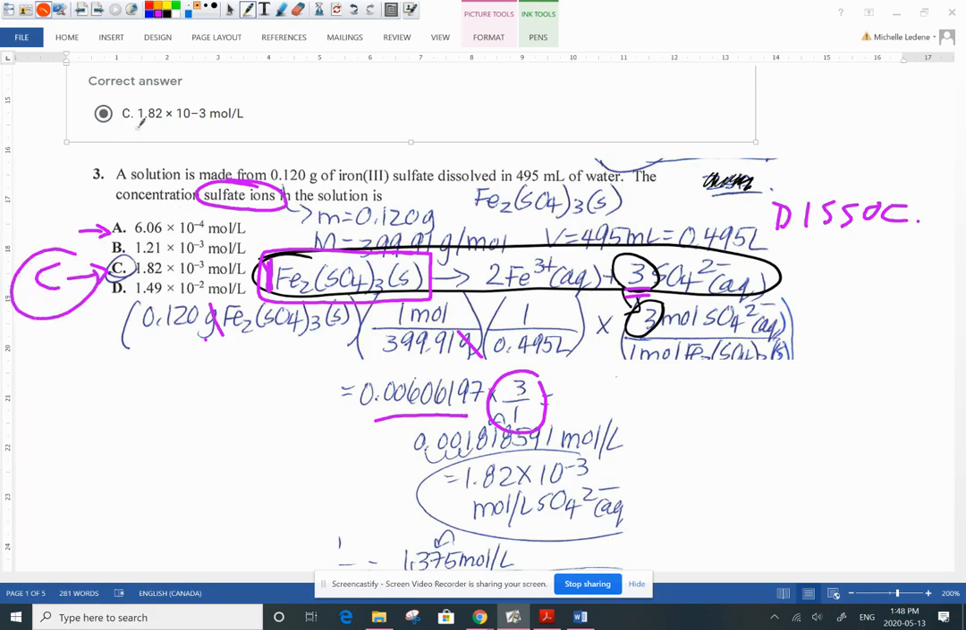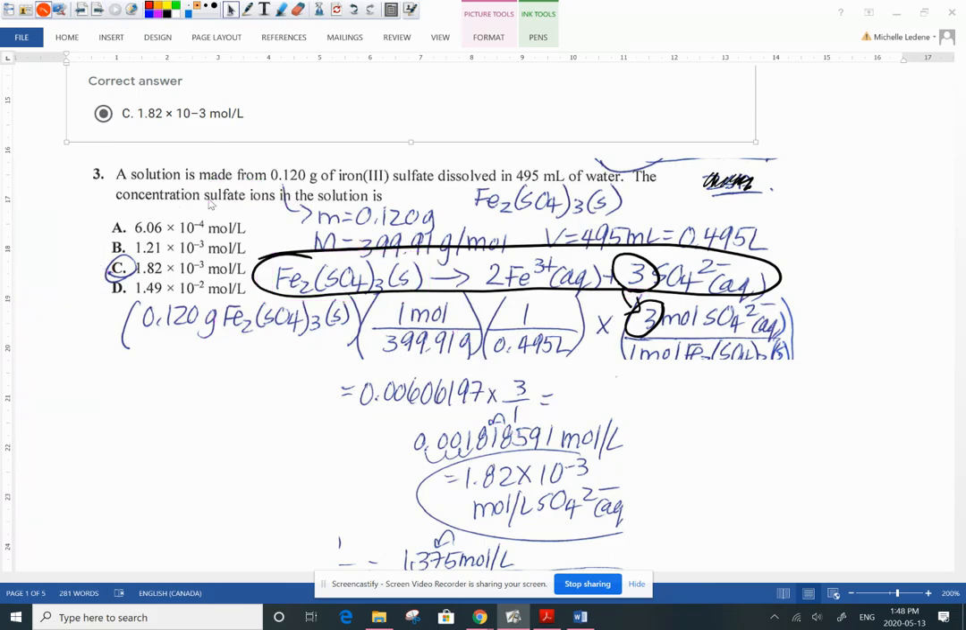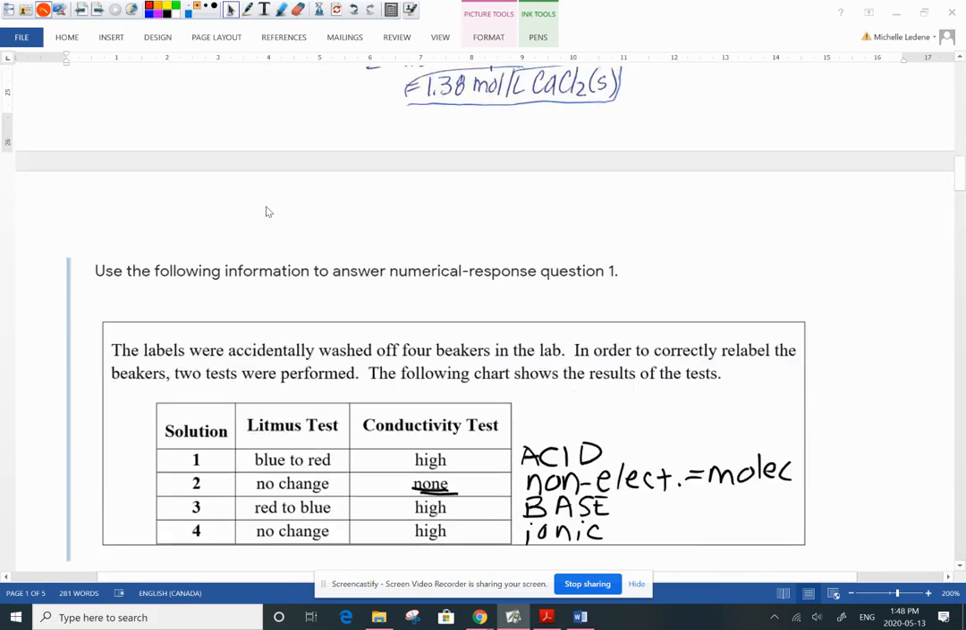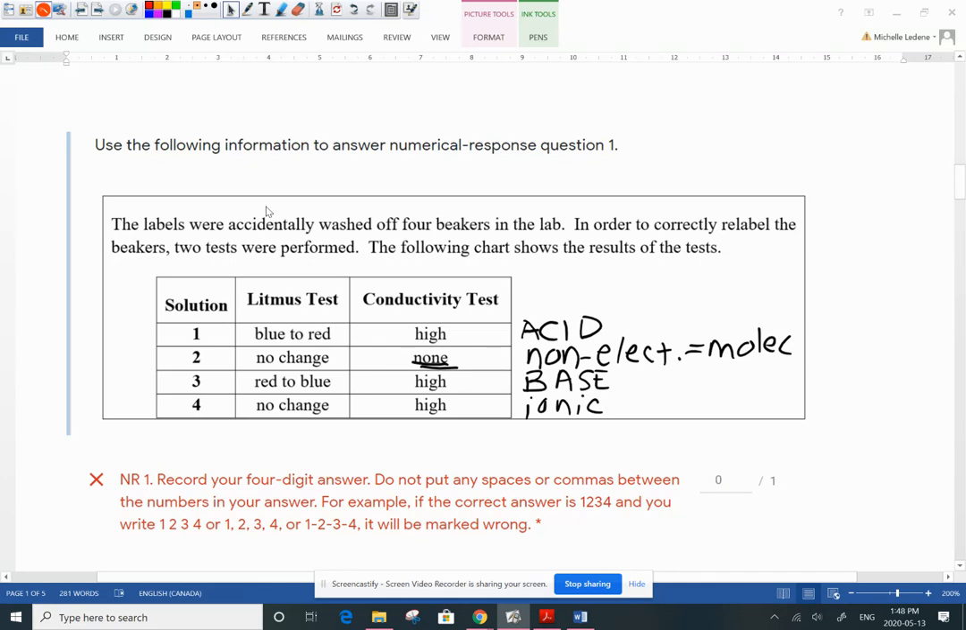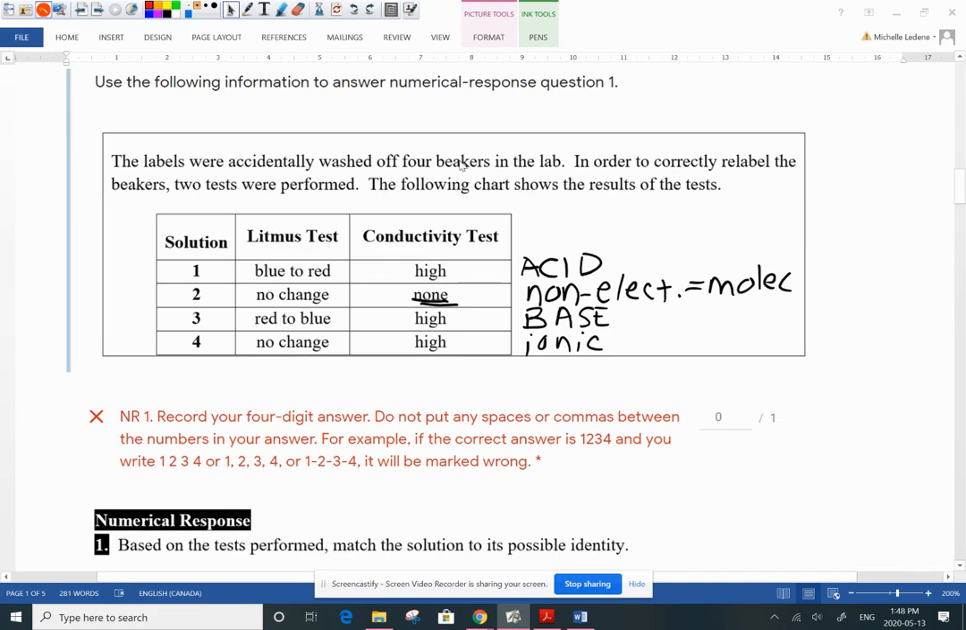Okay, so a lot of students there either didn't read carefully or didn't realize that they had to move on and find the sulfate ions. Okay, by now you guys should be pretty familiar with seeing a question like this. The old labels got washed off the beakers in the lab, and here are these 4 solutions, and you have to figure out which solution is which.